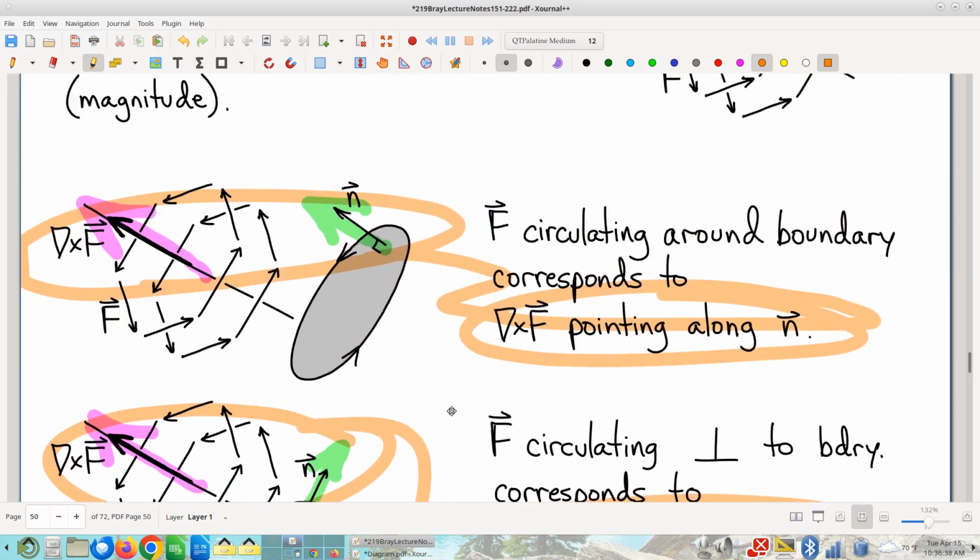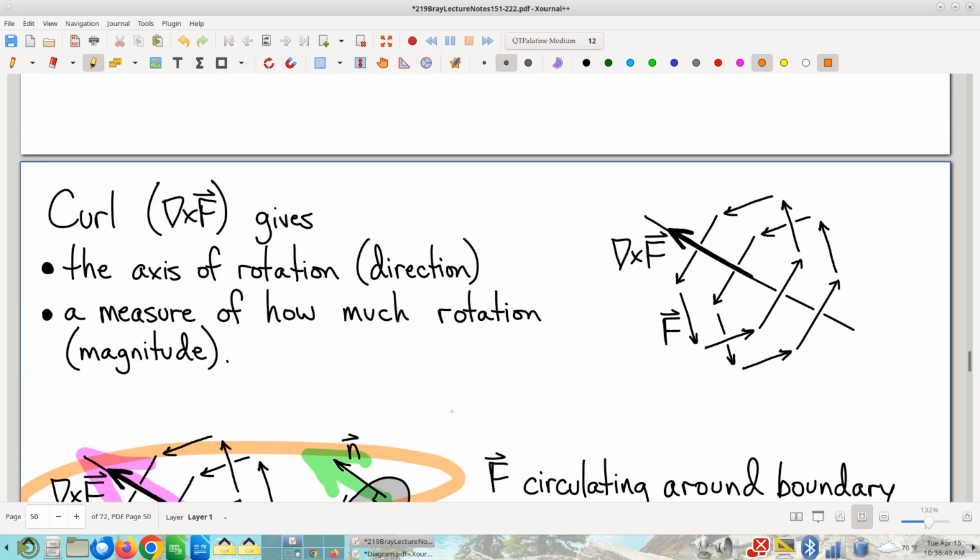By the way, I do think it's really important to have some geometric sense like this of what curl looks like. Here's just for your consideration.